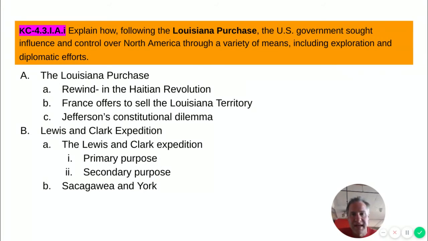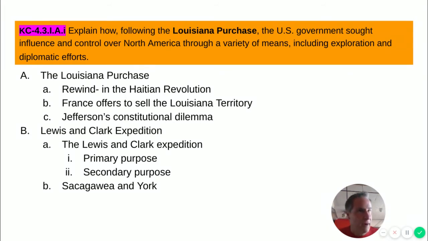His treasury is empty. So he offers to sell the United States the Louisiana Territory, which is France's land that exists between the Mississippi River and somewhere over by the Rocky Mountains. Nobody was 100% sure where it actually ended, but white people hadn't been there yet.